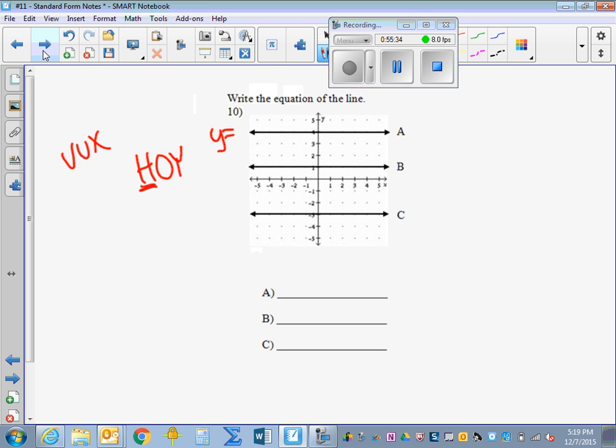Okay, so back to these real quick. Remember, these are horizontal lines here. When we have a horizontal line, it's y equals. So each of my equations here are going to be y equals. A is y equals 4. B is at a y-intercept of 1, so y equals 1. And C is at a y-intercept of negative 3, so y equals negative 3. That's it. We're just reminding you of writing those horizontal line equations.